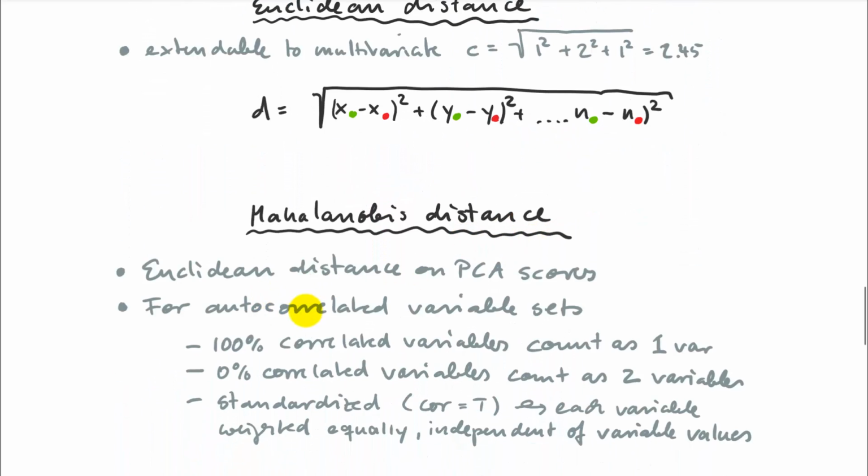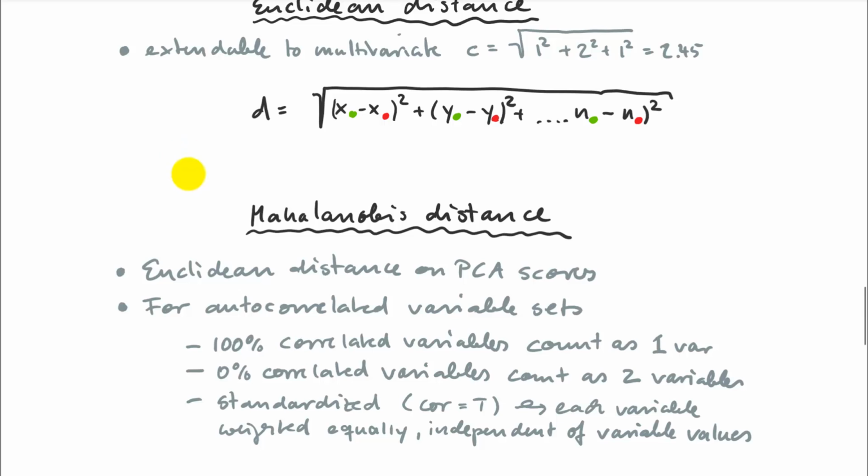So another one that's important is the Mahalanobis distance, and that's the same thing, a Euclidean distance, except that you do it on principal component scores. So you first run a principal component analysis, your PC1 and PC2 become now your x and y and z and so on variables, and you calculate the distances based on this.